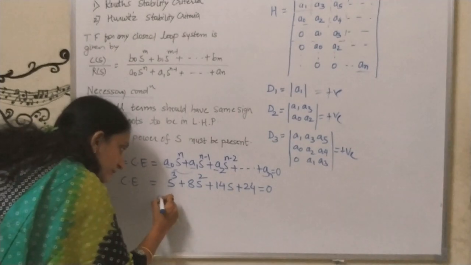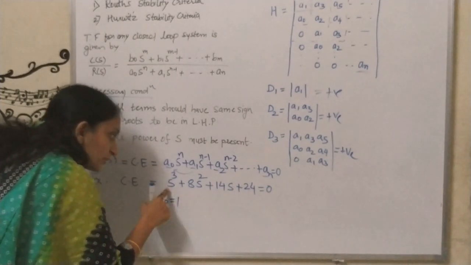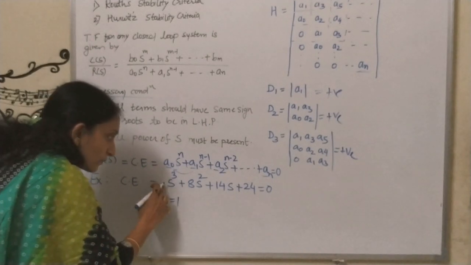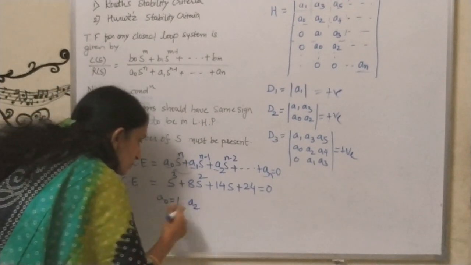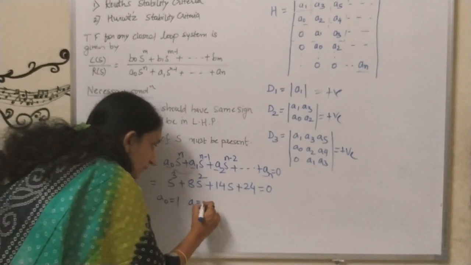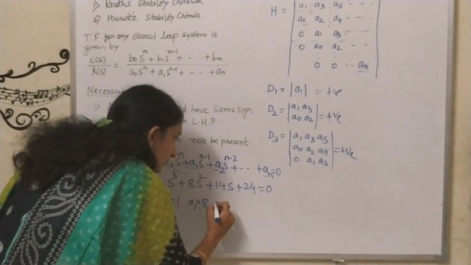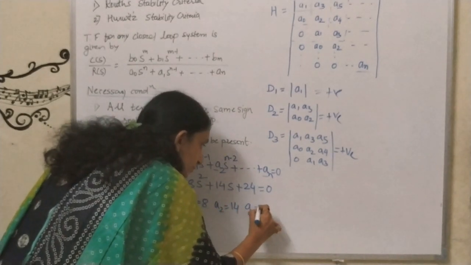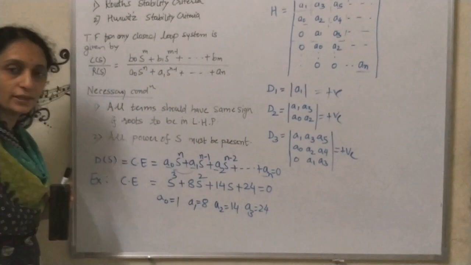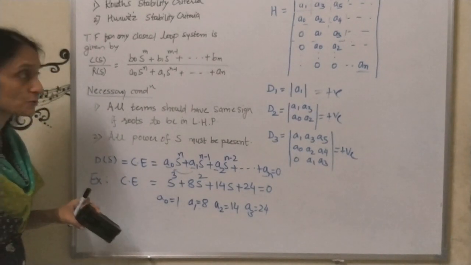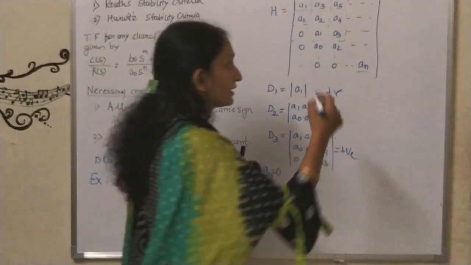So I will write here, look at this, A0 is equal to 1, or you can compare this equation with the previous equation. A0 is equal to 1, A1 is equal to 8, then here A2 is equal to 14, A3 is equal to 24. Okay, so we have obtained the coefficients. Now we will substitute these coefficients in Hurwitz stability criteria.